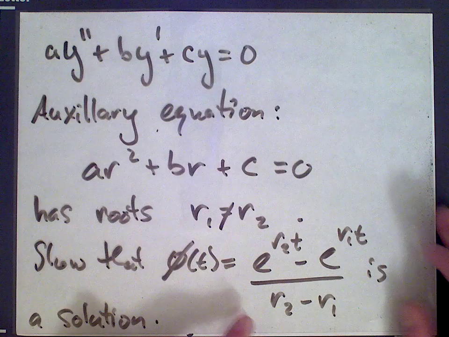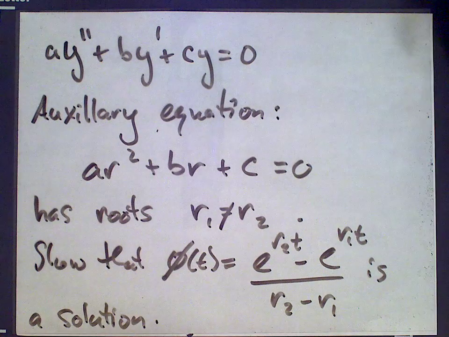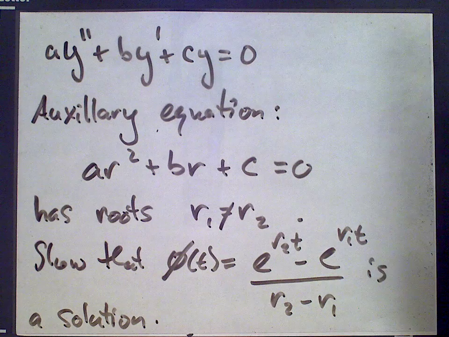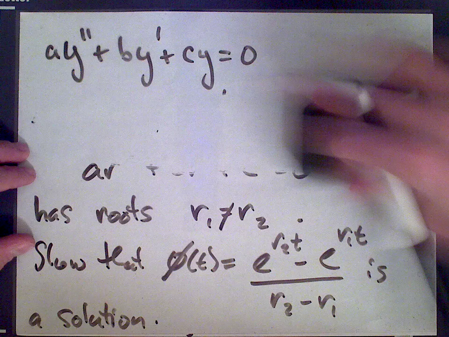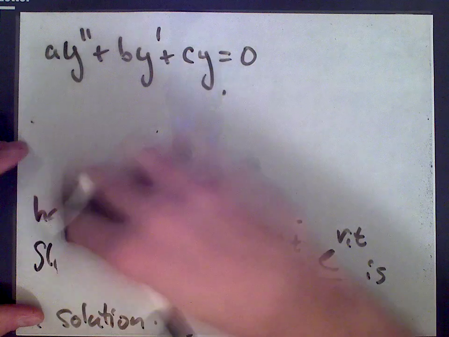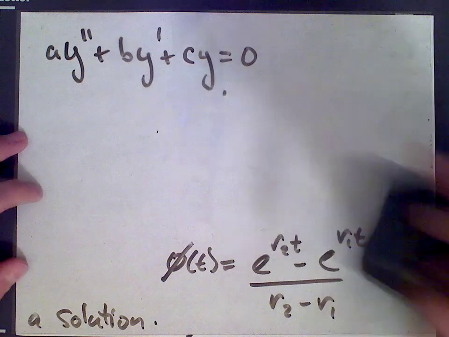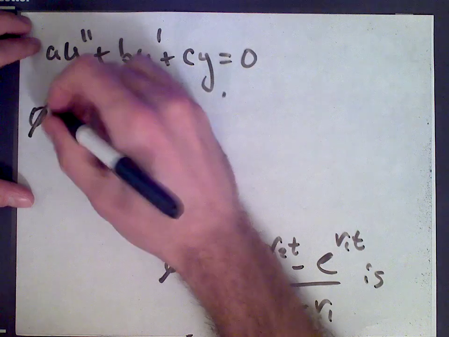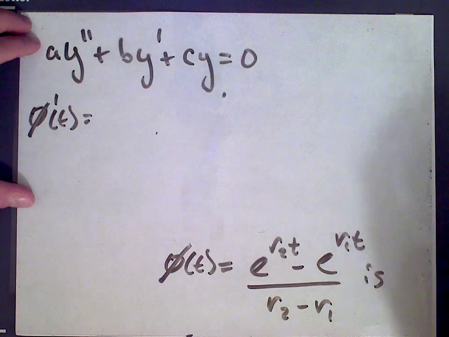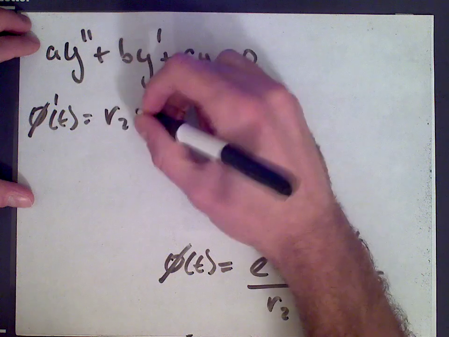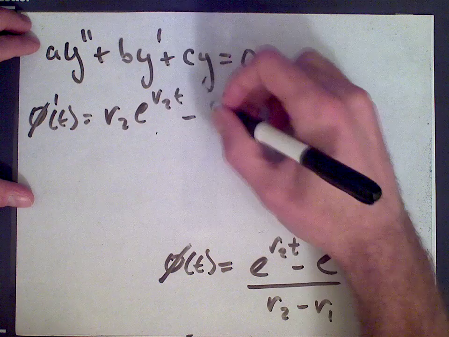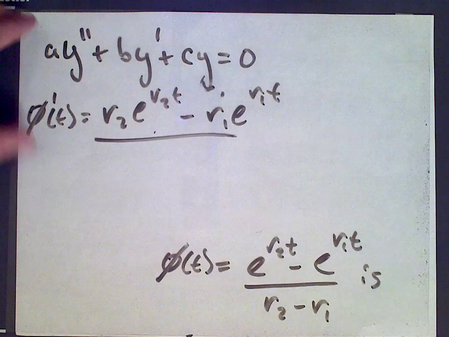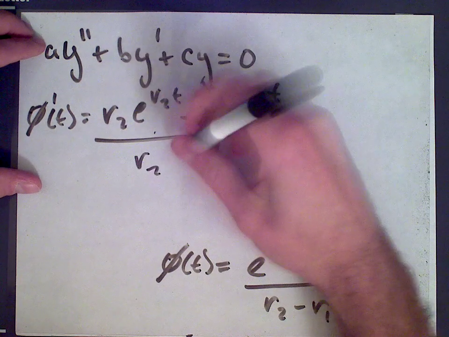Okay, so this particular solution is chosen for a very specific reason, and we'll see what this is in a minute. But let's first check that this is indeed a solution to the equation. Okay, so here is theta. Let's find its derivatives. So theta prime of t is r2 e to the r2t minus r1 e to the r1t over r2 minus r1.